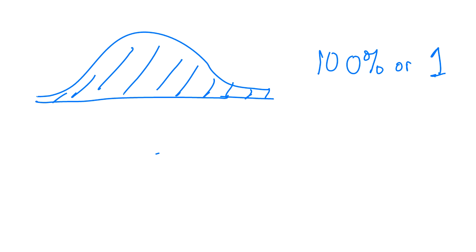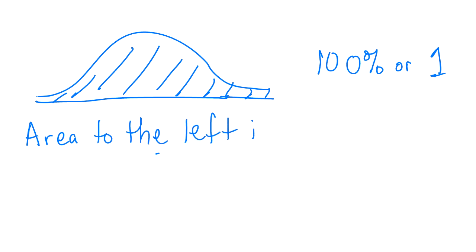And then I think a lot of people, again, were overthinking this. How about if we said the area to the left is, say, 0.3. Then what's the area to the right?